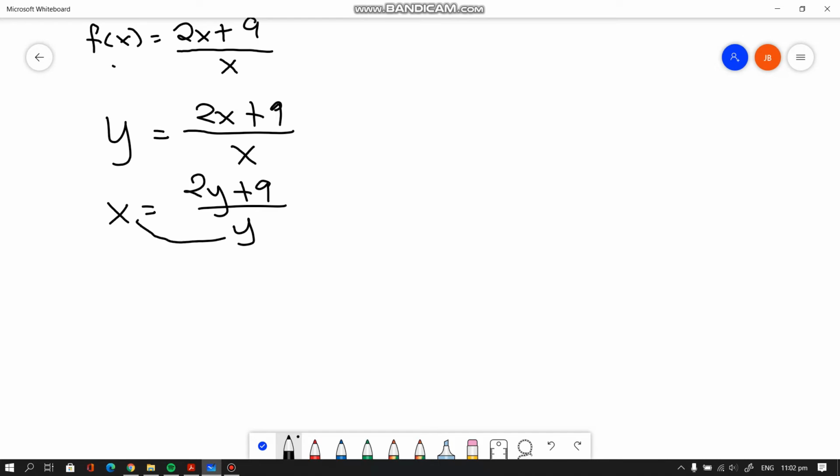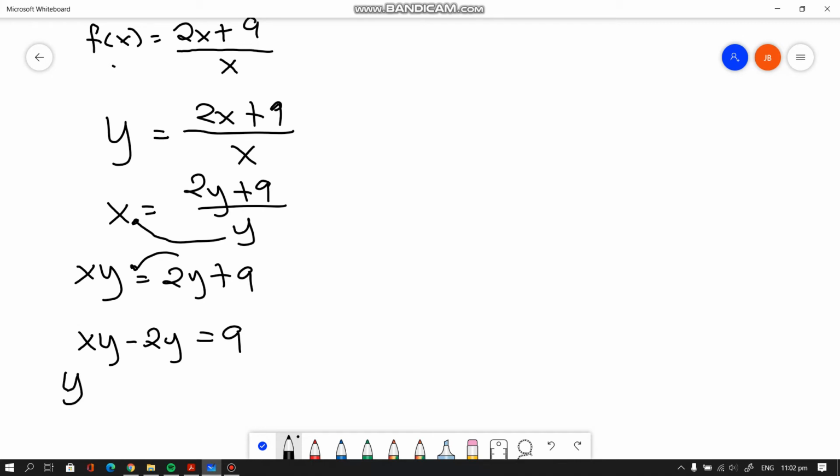And then, doon ako cross multiply. Ayan. So this time, I will be transposing 2y. Grouping similar terms. Then I will factor out the variable y. So when you factor out, matitira na lang is x minus 2 equals 9. Divide both sides by x minus 2. Makancel natin yan.